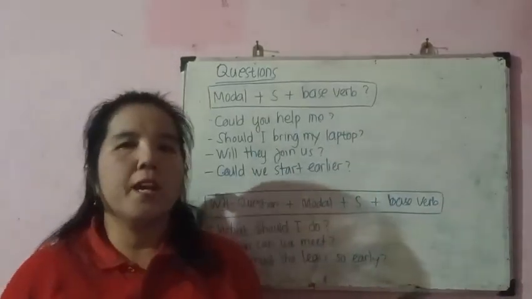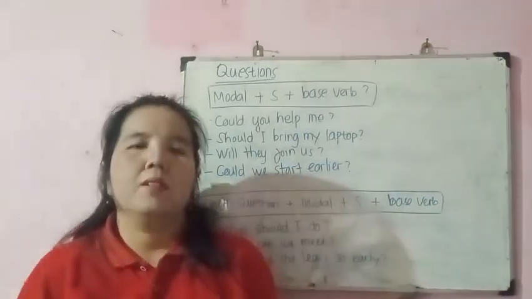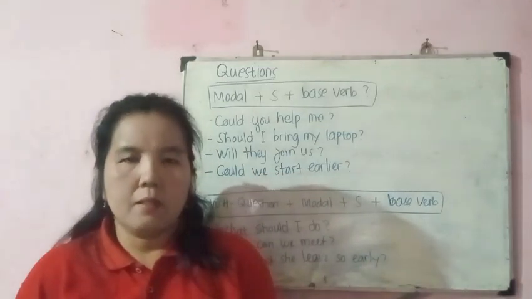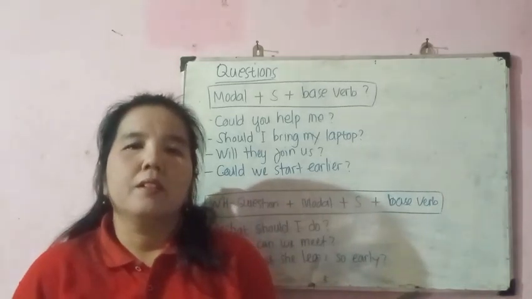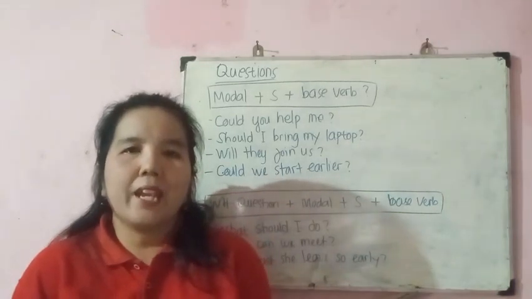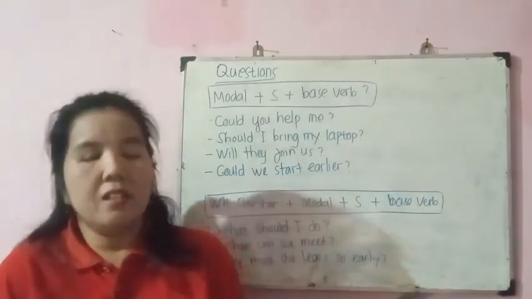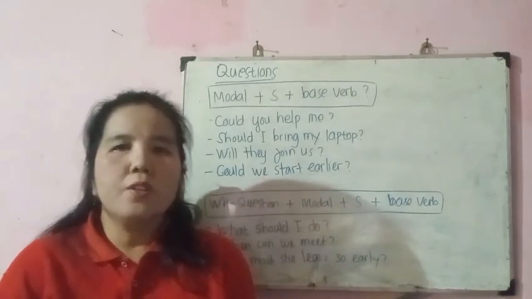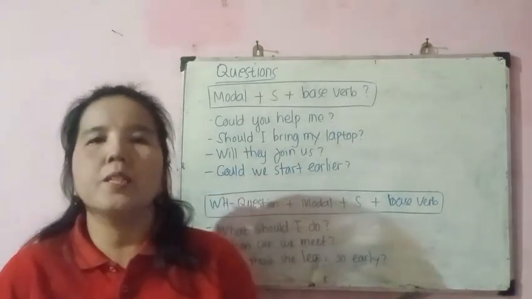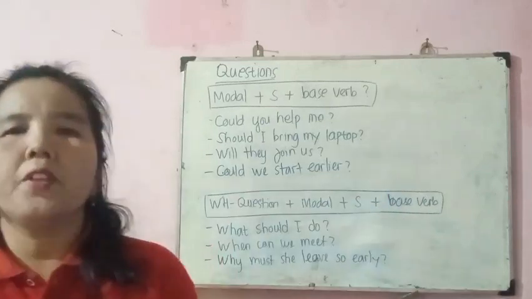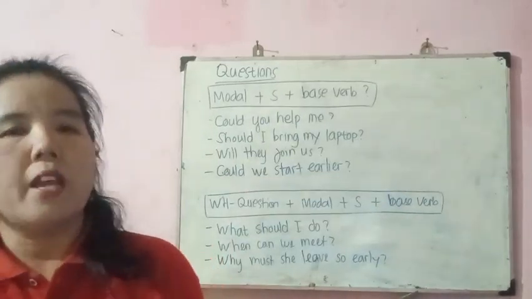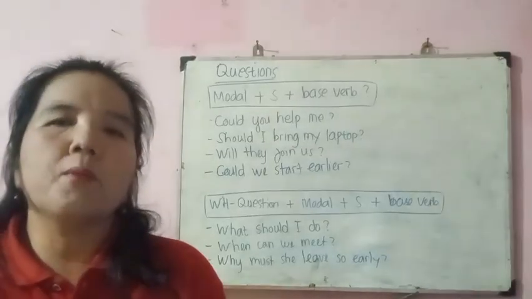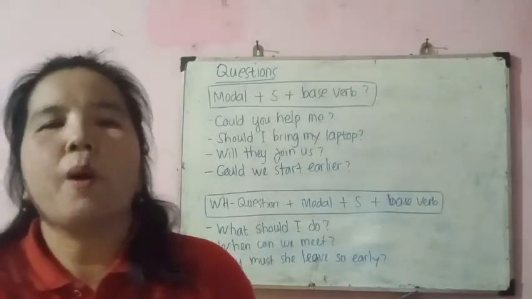Let's review all three types using the modal can. In the positive sentence, she can play the guitar. In the negative sentence, she cannot play the guitar. In the question sentence, can she play the guitar? See how simple the pattern is. Modal, base verb, and no need for do, does, or did. Modals take care of the sentence structure by themselves. That's how we make positive, negative, and question sentences using modal verbs. Let's continue to the next part.